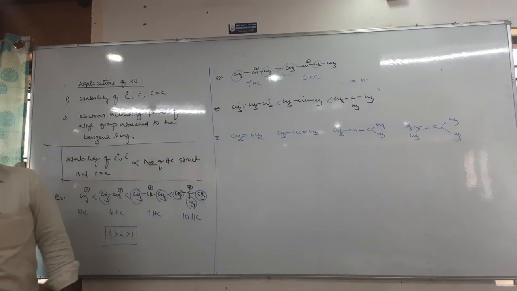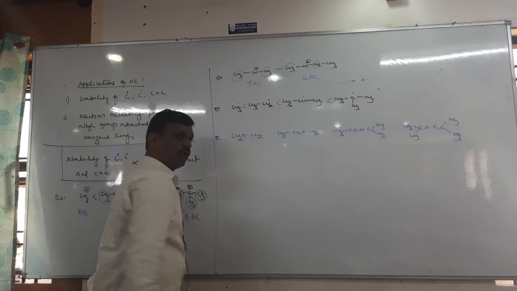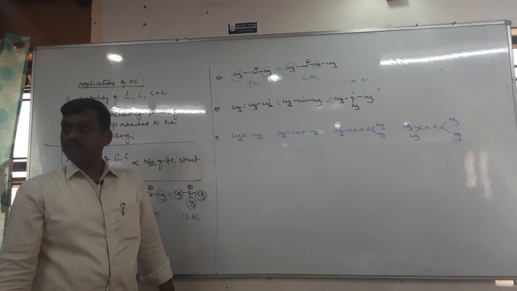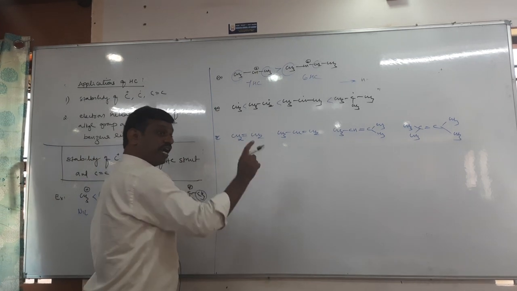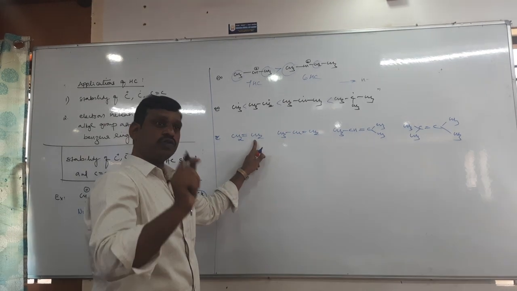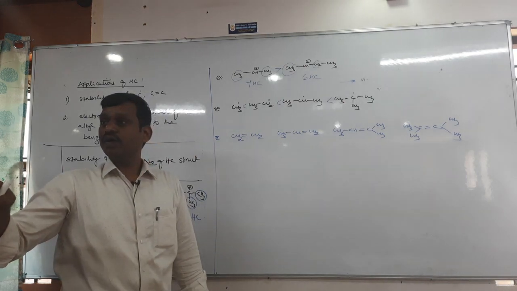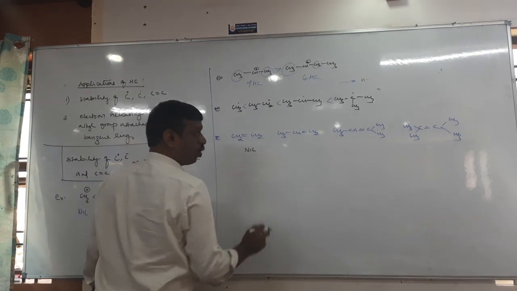Tell me, here how many hyperconjugations? Zero, because there is sp2 carbon, sp2 carbon. For hyperconjugation, the sp2 carbon should be attached to an sp3 carbon, and that carbon should have alpha hydrogen. Therefore it is nil, no hyperconjugation.